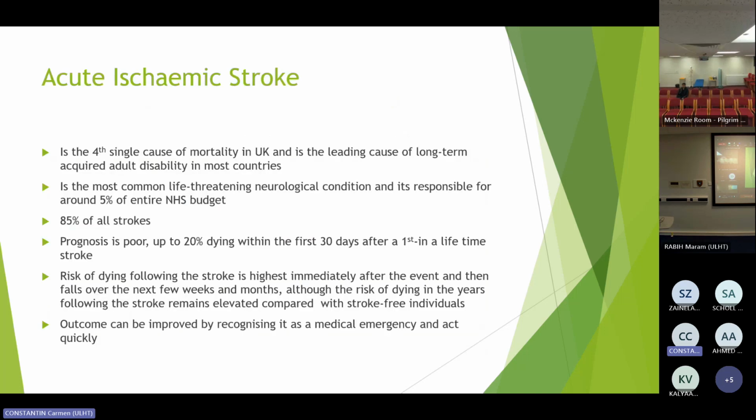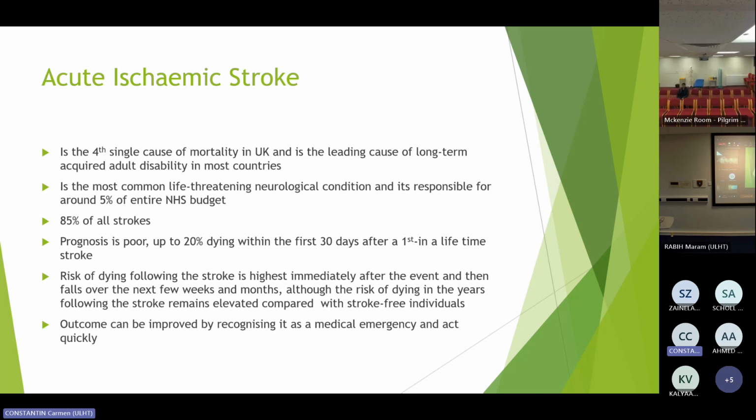Moving forward, ischemic stroke is the fourth single cause of mortality in UK and is the leading cause of long-term acquired adult disability in most countries. It is the most common life-threatening neurological condition, and it's responsible for around 5% of the whole NHS budget. It's actually covering 85% of all strokes.